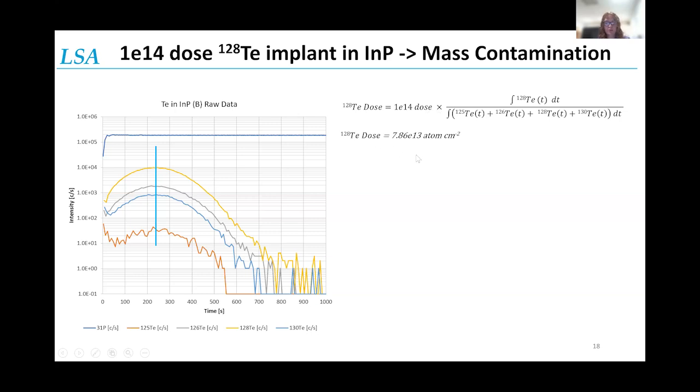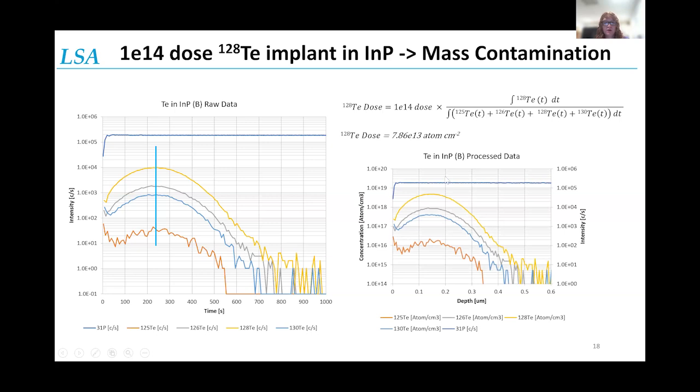So in reality, when a 1E14 dose should have been implanted, we actually ended up with a 7.86E13 dose of 130 tellurium. And we can then use this to quantify the data. So we've got a 5E18 peak at 130 tellurium, but then we've also got implants at all of the other masses. So it is something we can account for.